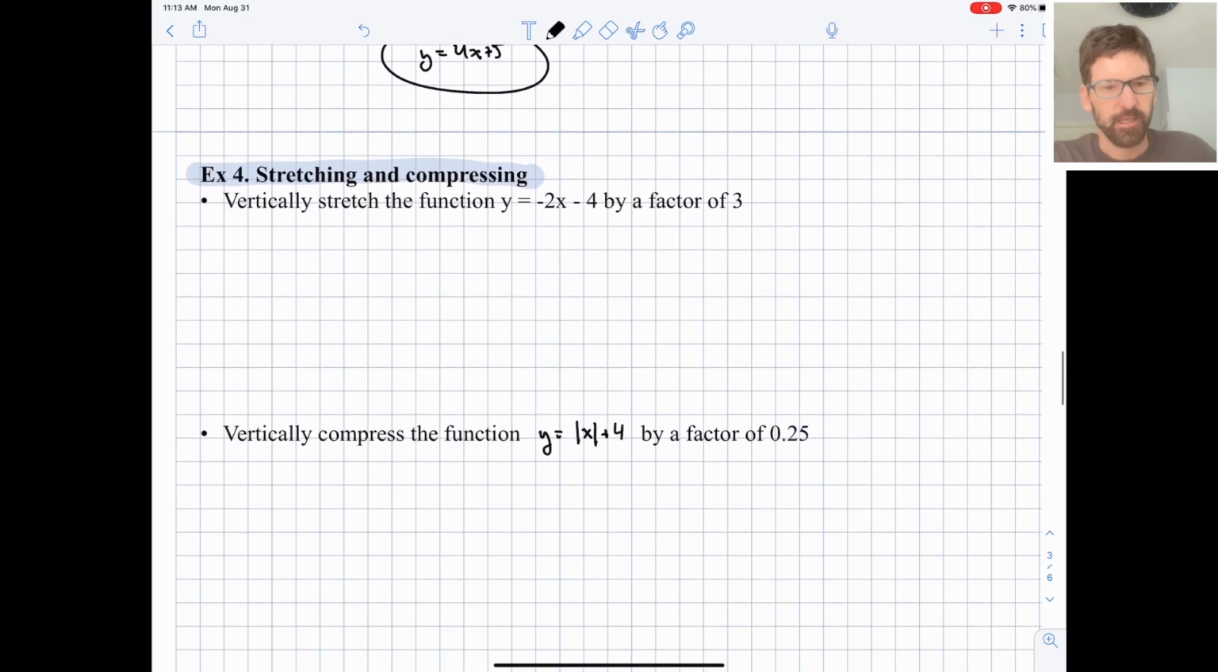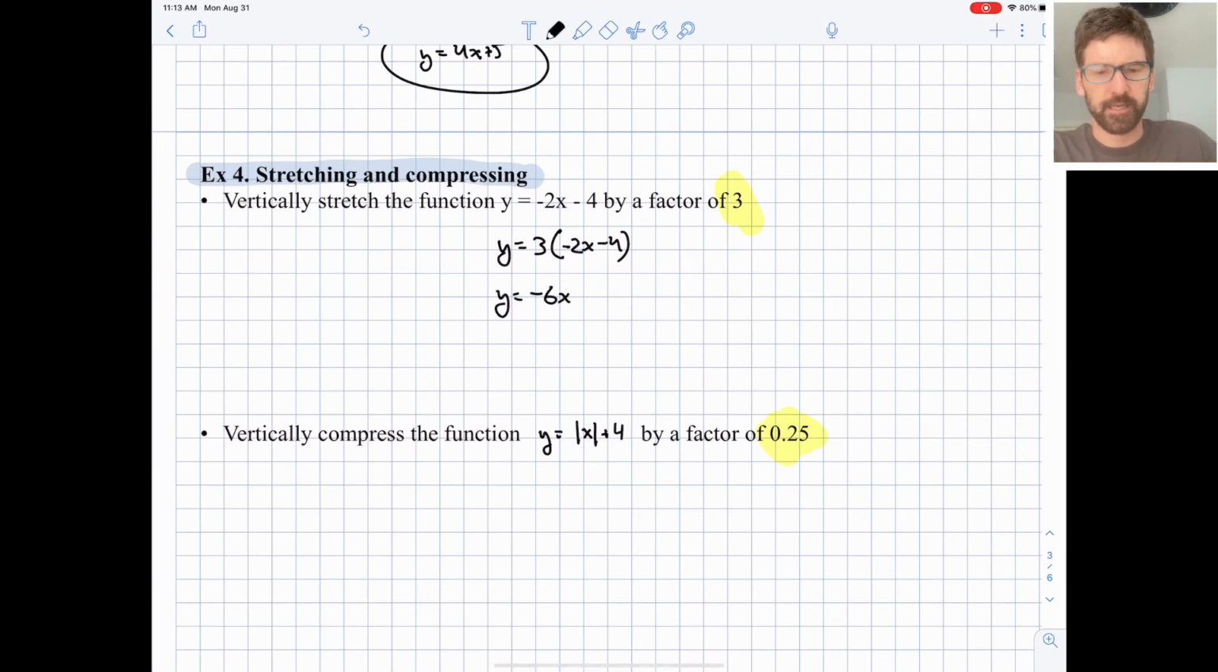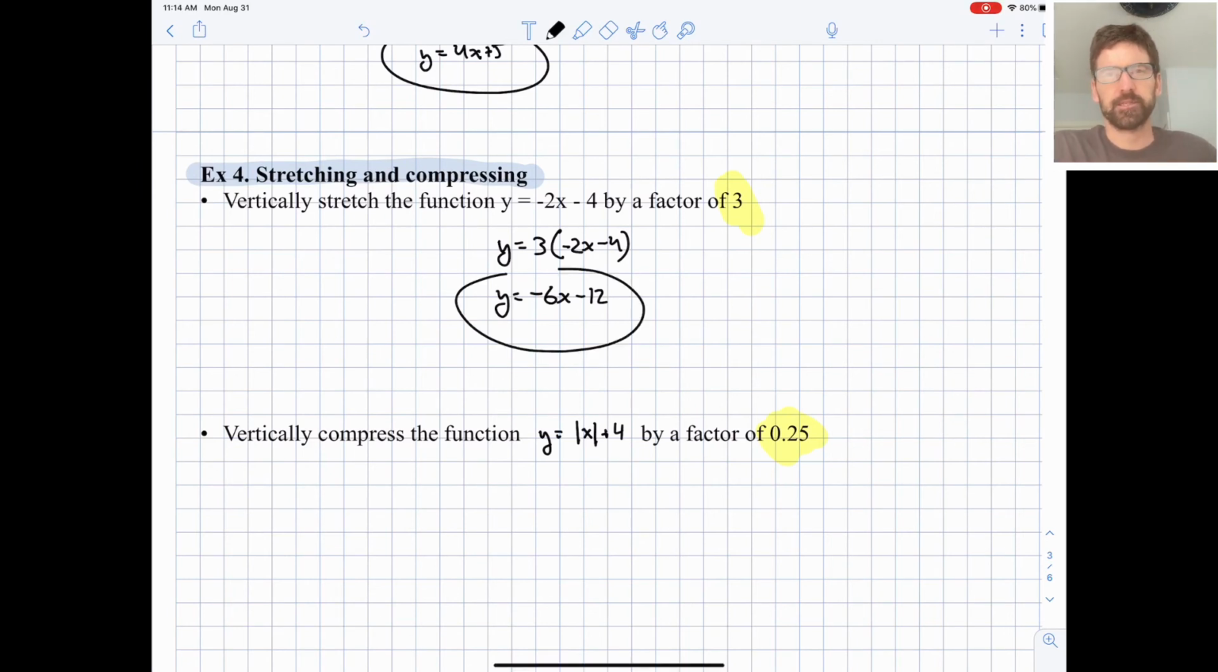Stretching and compressing. Vertically stretch the function by a factor of 3. We just multiply everything through by 3. So y equals 3 times -2x minus 4. So that's going to be a vertical stretch, and that's because this value, the 3, is larger than 1. Peeking ahead, we have this one down here where it's going to vertically compress, and that's going to compress because that value is less than 1. Okay, so we can distribute the 3 up here, -6x minus 12. Okay, so that line that we started with was sort of stretched vertically.